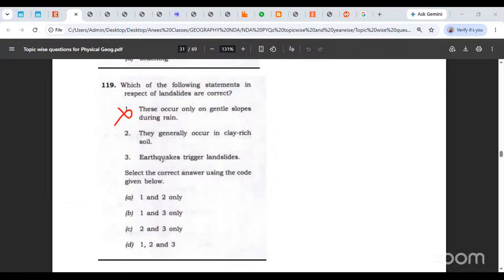Okay, for a landslide, rapid movement is more important. The movement has to be a little rapid for it to have the same scale of a landslide. So clearly we are saying we are not talking about gentle slopes. We are saying slopes have to be a bit steeper. Okay, they generally occur in clay rich soils.